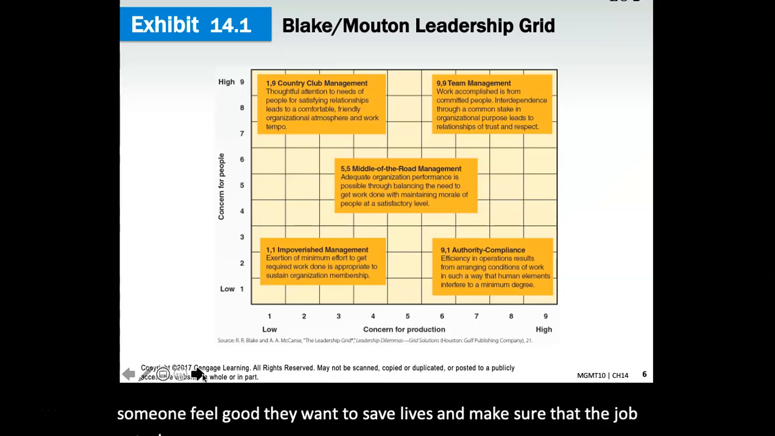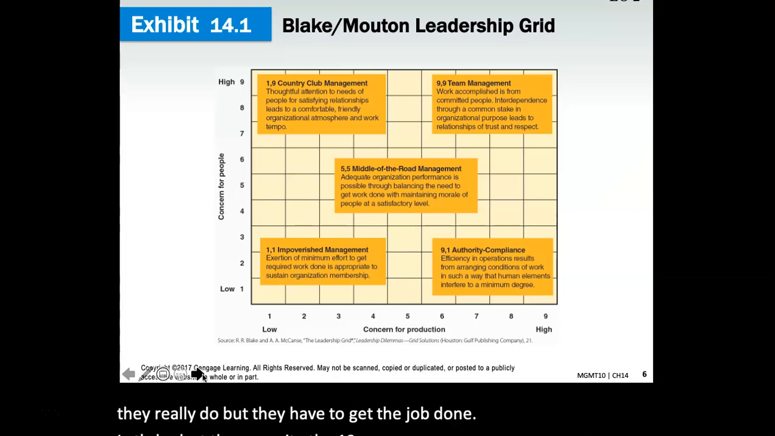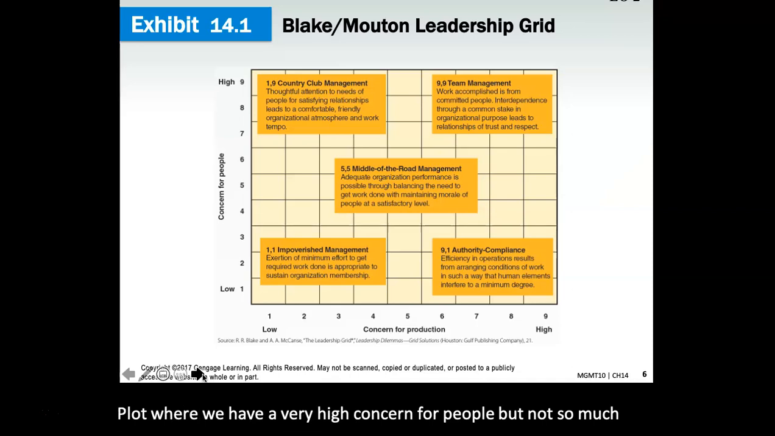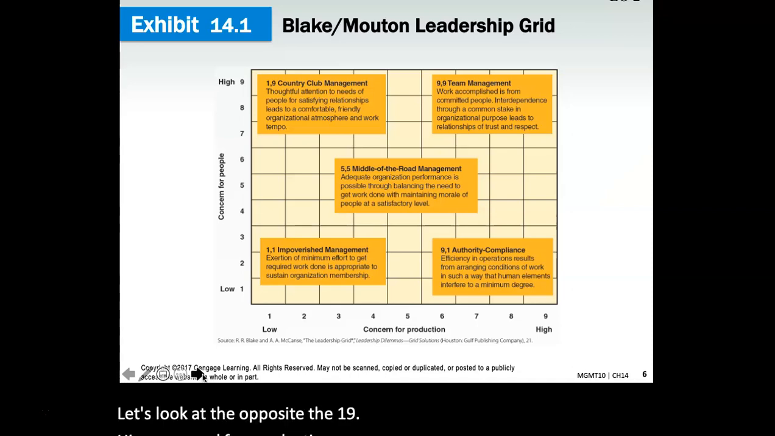Let's look at the opposite, the 1-9 plot, where we have a very high concern for people, but not so much a very high concern for production. And that would be country club management, okay, where the manager really is concerned about the people. And the work is almost secondary. The production and the goal setting, that's all sort of secondary. It's the people that come first.